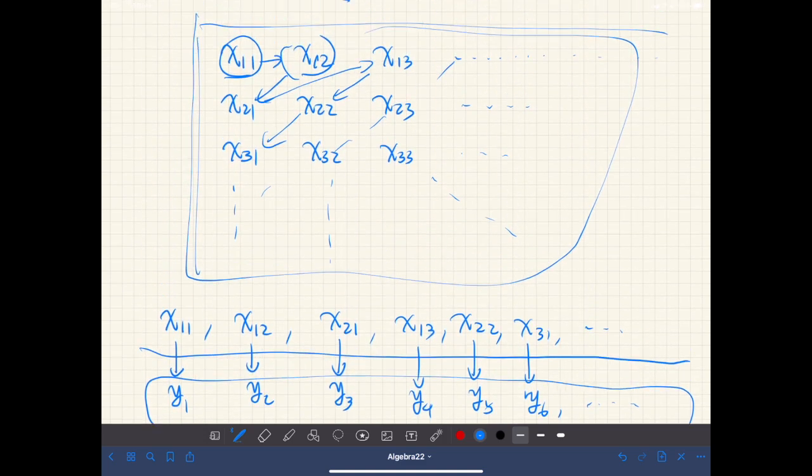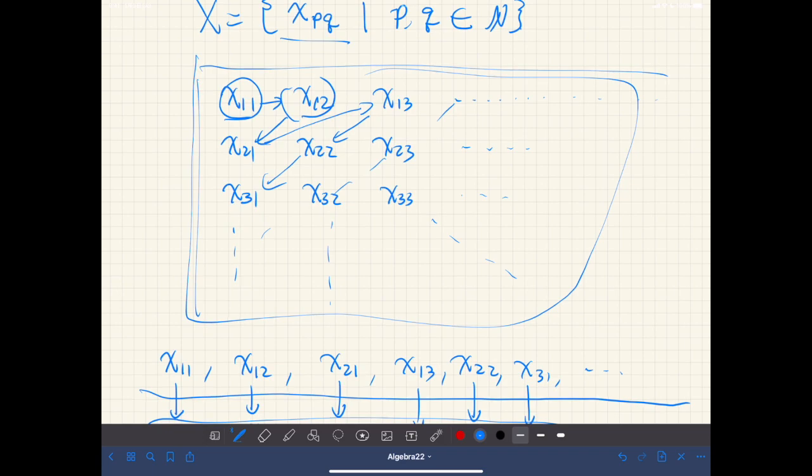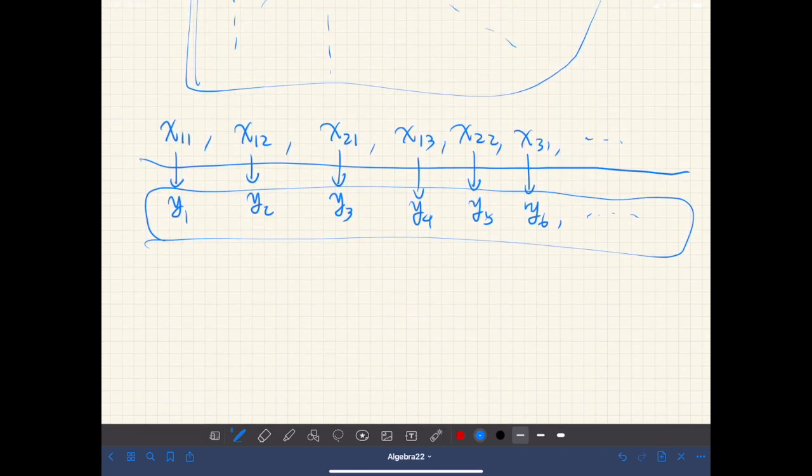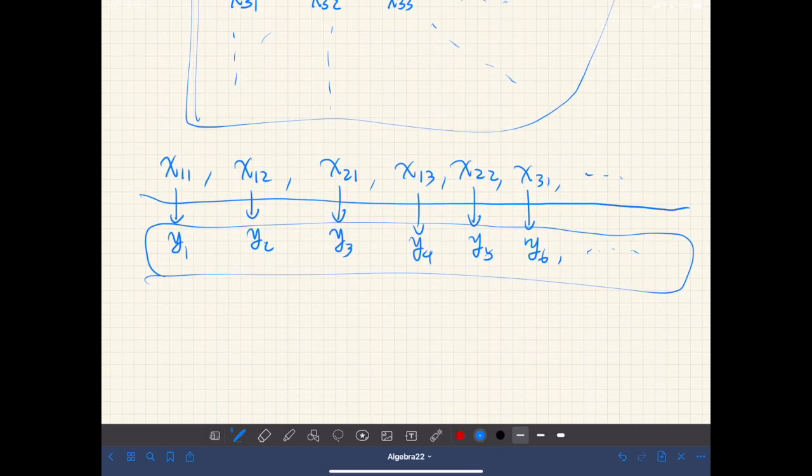By using this technique, we can show that the set of rational numbers is also countable, because (1, 1) may correspond to 1 over 1, (1, 2) may correspond to 1 over 2, (1, 3) corresponds to 1 over 3, (2, 1) corresponds to 2 over 1, and so on, 2 over 2, and so on. So by this correspondence, we can show that the set of rational numbers is countable.